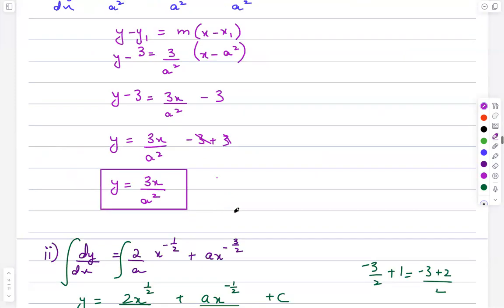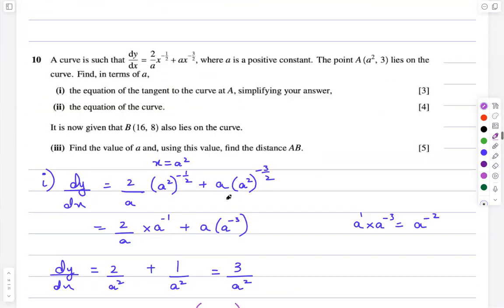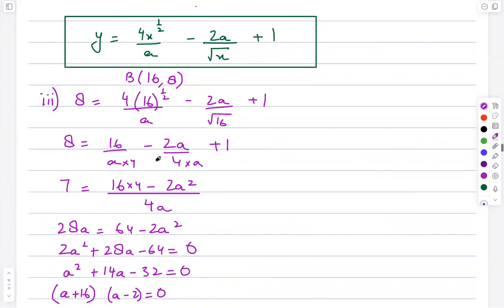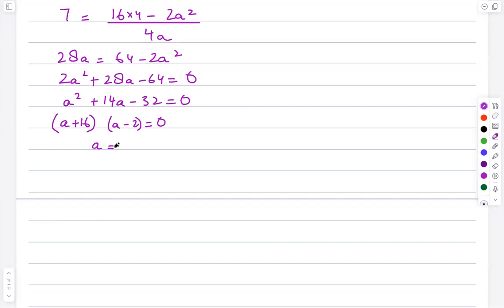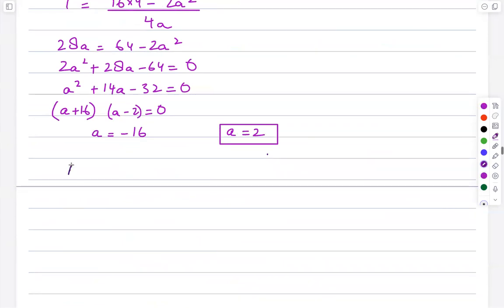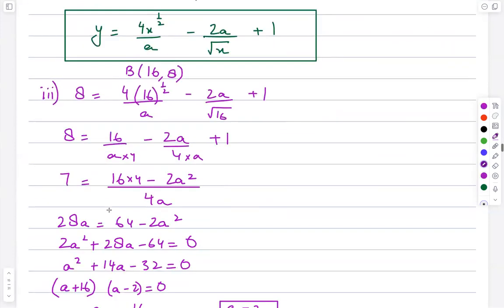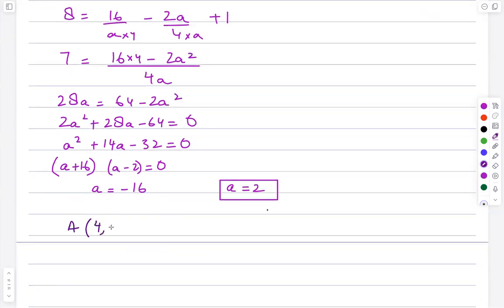Now we have two values of a over here and we have to find the value of a, and it is saying where a is a positive constant. So as we have two values of a, a is minus 16 and a is equal to 2. So the only value of a that will be positive is 2. Now, once we have the value of a, we know that the coordinates of A are a squared and 3. So that will become 2 squared, which is 4, and 3.